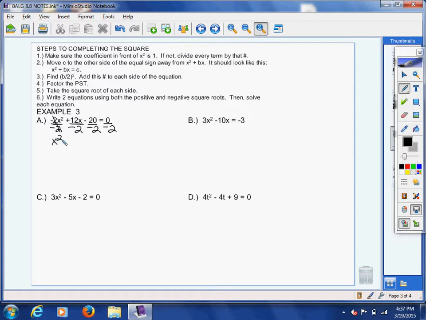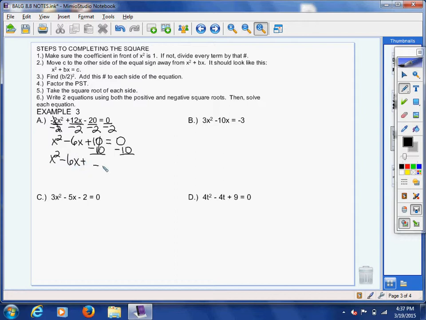And then 12 divided by -2 is -6. -20 divided by -2 is +10. And of course, 0 divided by any number is still 0. Okay? So now we don't have a coefficient other than 1 in front of our x squared. So we were intentional. We've got to move c to the other side. Now to do that, we have to subtract it. Okay? So now we've got x squared minus 6x.